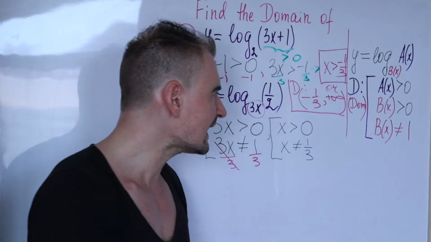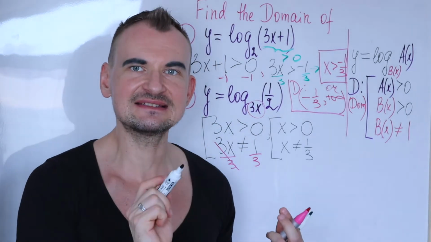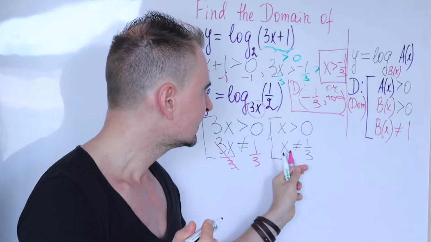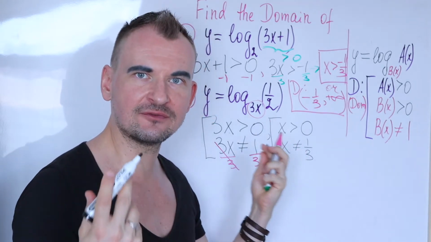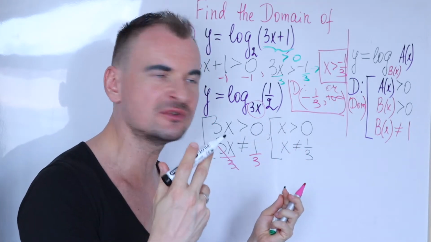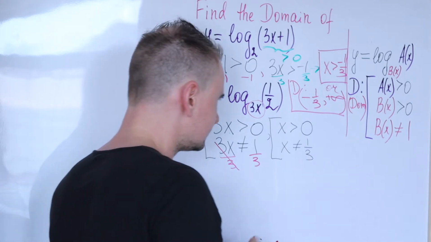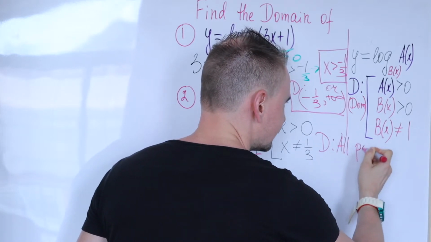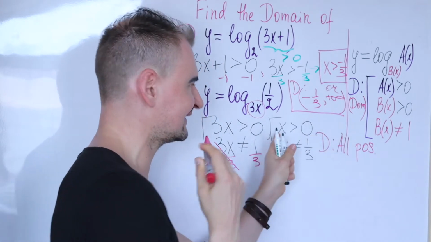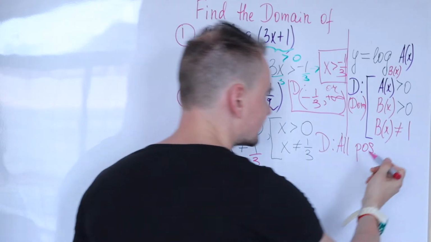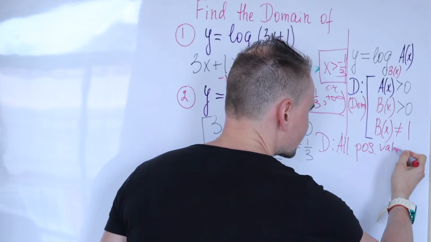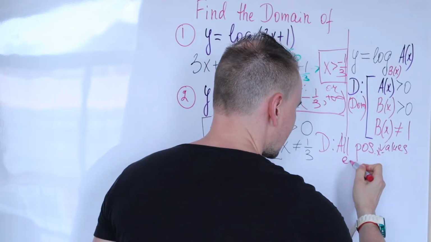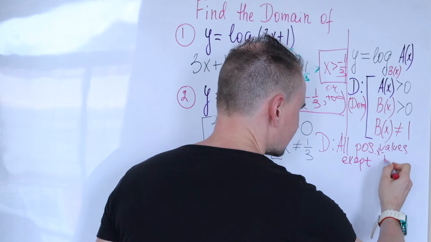And again, you could write your answer as a phrase like all x's greater than 0 except 1/3, and 1/3 has to be excluded. So excluding this 1/3, your domain D is all positive values, or in other words, all x values greater than 0, except a third.